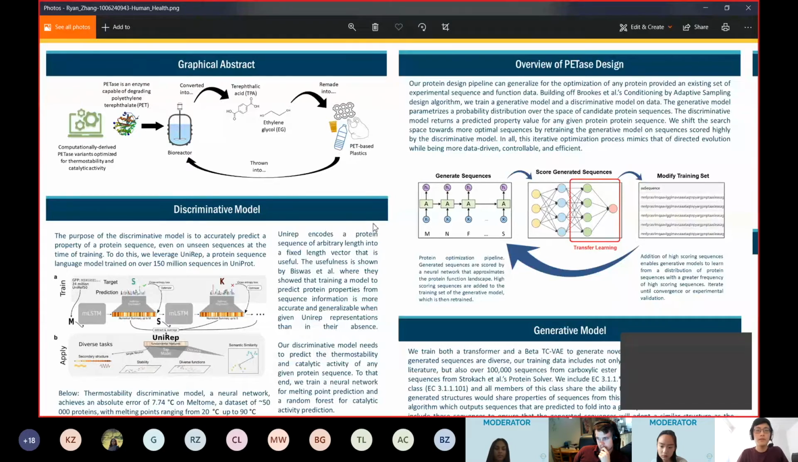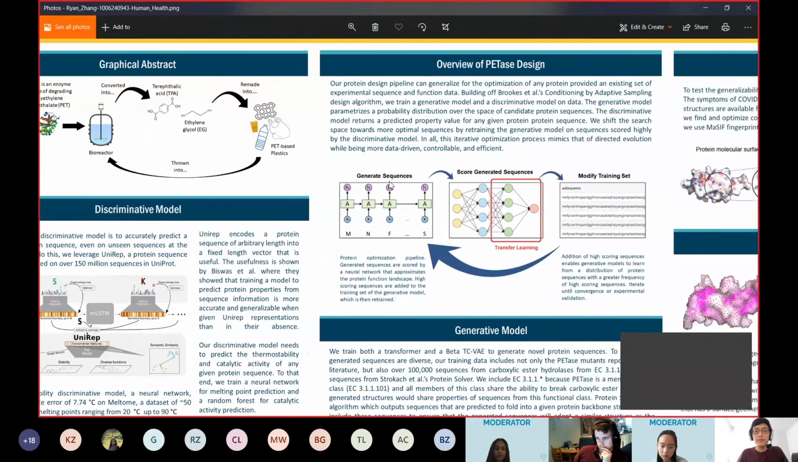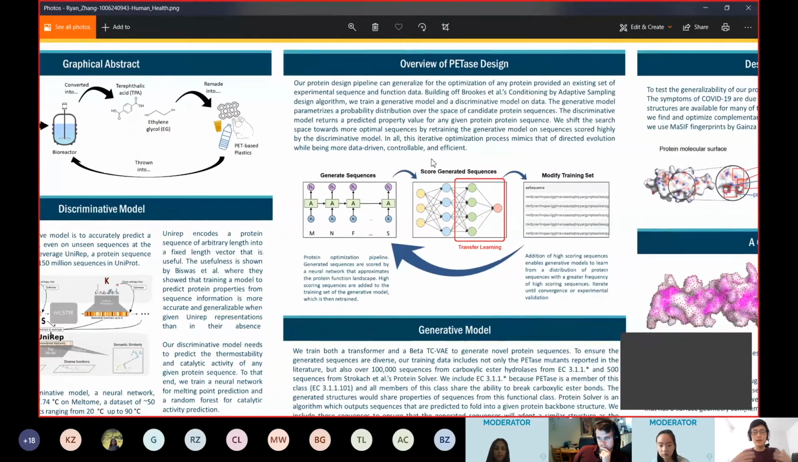So the overview of our design pipeline is that we wanted to approach this from a generalized point of view. For any protein with a prior set of protein sequences, we want to be able to create a model that can generate new, better sequences for that protein based on certain metrics. The metrics we chose here were relative activity and protein stability, which is measured off of melting temperature.